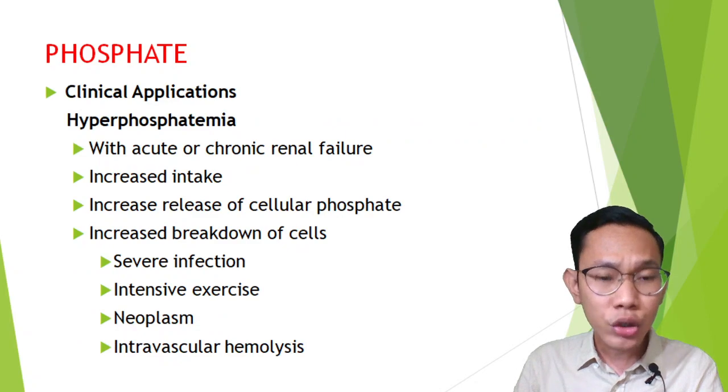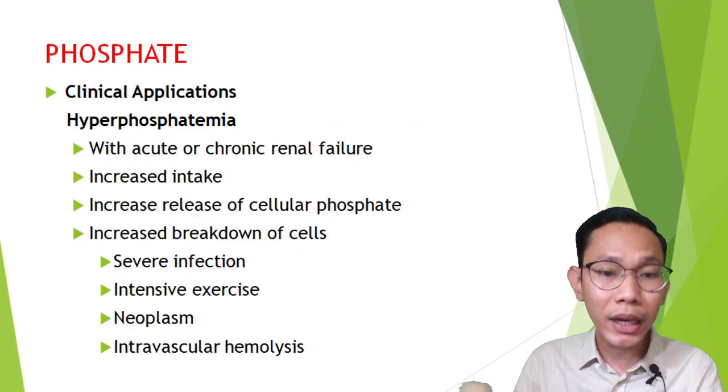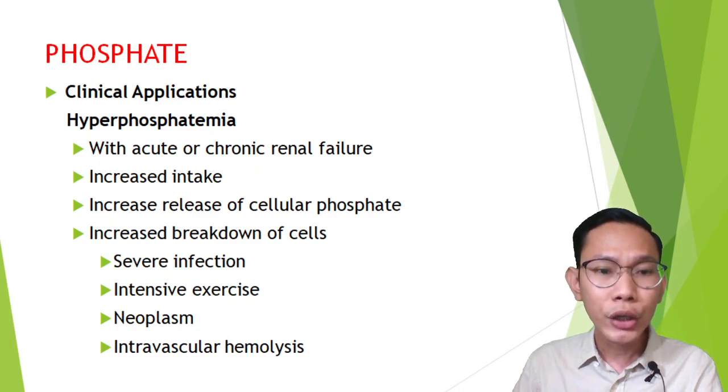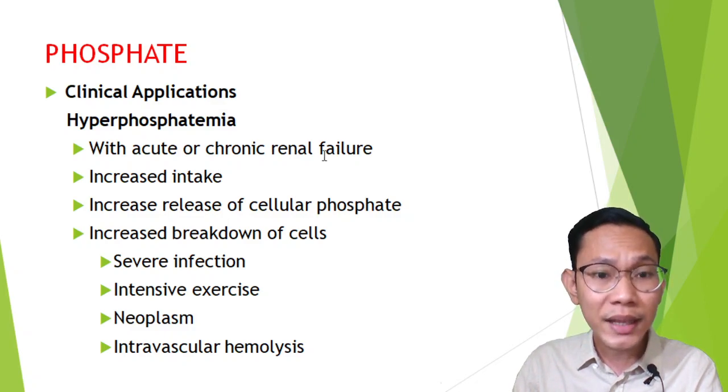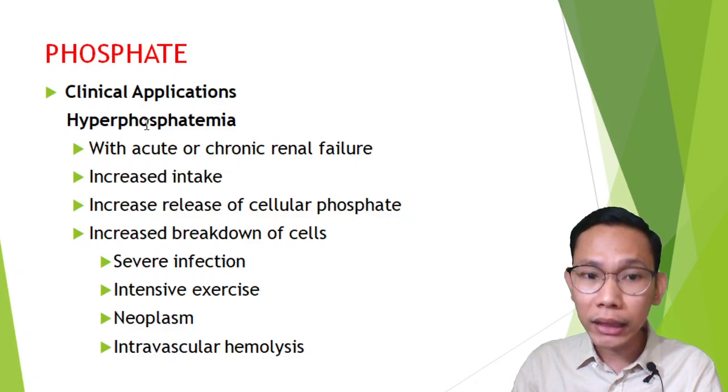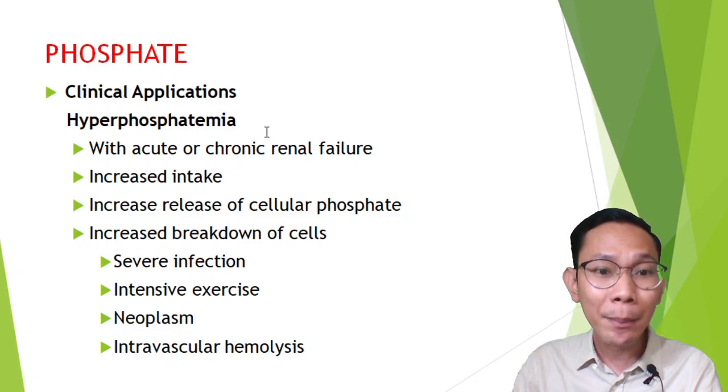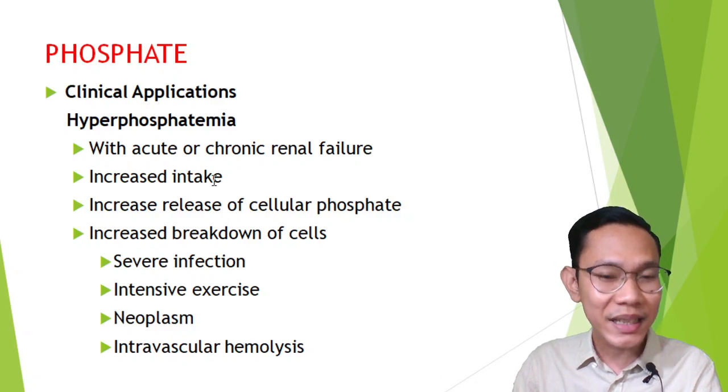So another condition, hyperphosphatemia with acute or chronic renal failure. So in short, pag mayroon tayong renal or chronic renal failure sa ating kidney, anong nangyayari? Nagkakaroon ng hyperphosphatemia. Remember that your kidneys are involved in the excretion of too much phosphate. Pag nasira ang ating kidney, anong nangyayari? Hindi natin napapalabas ang ating phosphate. Kaya nagkakaroon tayo ng hyperphosphatemia. Also, increased intake, increased diet, so increased absorption in our intestine.